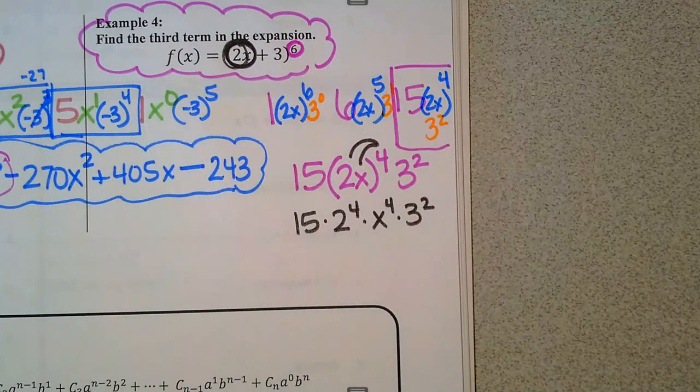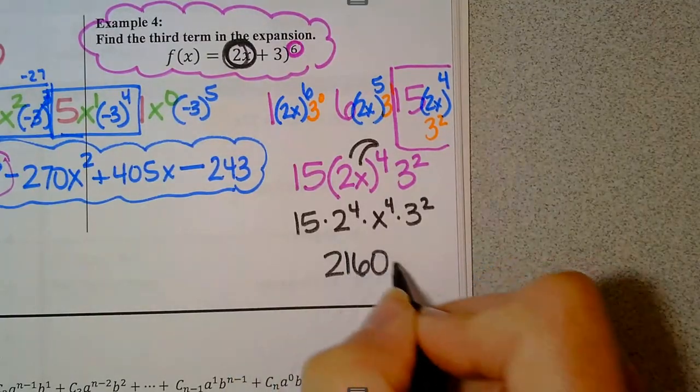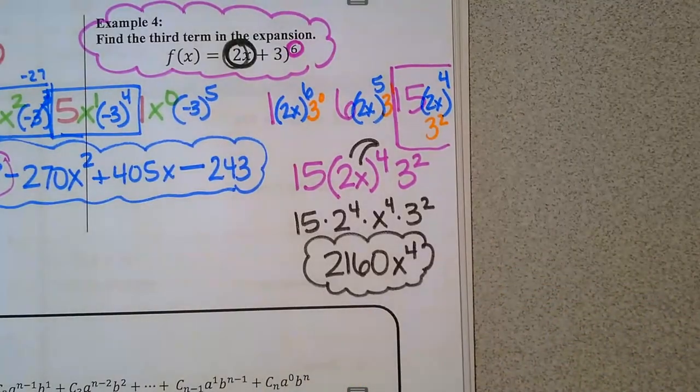What did you guys get? Perfect. 2160 x to the 4th. Nice job, Erin. I know something. You know lots of things. Not math. Yes, you do. 2160. Are we good?